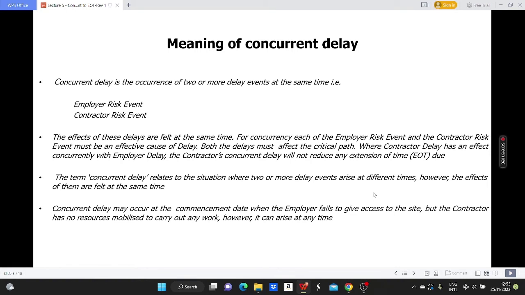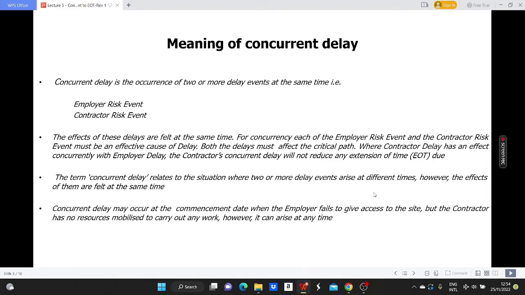I will start with the meaning of concurrent delay. Concurrent delay is the concurrence of two or more delay events at the same time, that is, an employer risk event and a contractor risk event. The effect of these delays is felt at the same time. For concurrent delay to exist, each of the employer risk event and the contractor risk event must be an effective cause of delay to completion. This means that the delays must both affect the critical path.